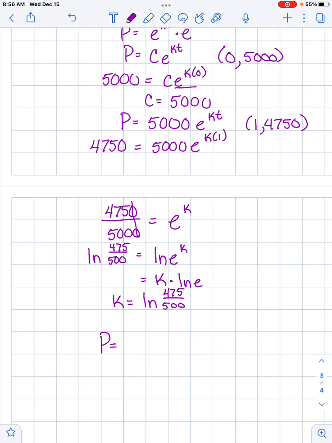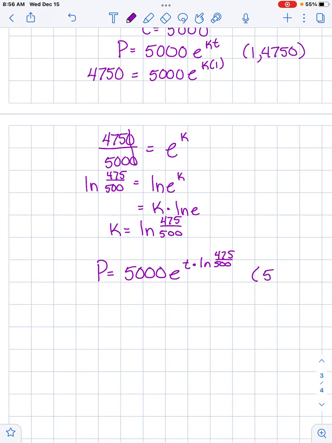So we finally have our equation with all of the values plugged in. With k, it's 5,000 e to the t times the natural log of 475 over 500. We're finally ready to answer the question, because the question says, what is the population when t is 5? So if t is 5, what is the population? Now all we have to do is take the equation that we built and replace t with 5. 5 times the natural log of 475 over 500. And unfortunately, I don't have a calculator with me, but you can just put that into your calculator to find the population.